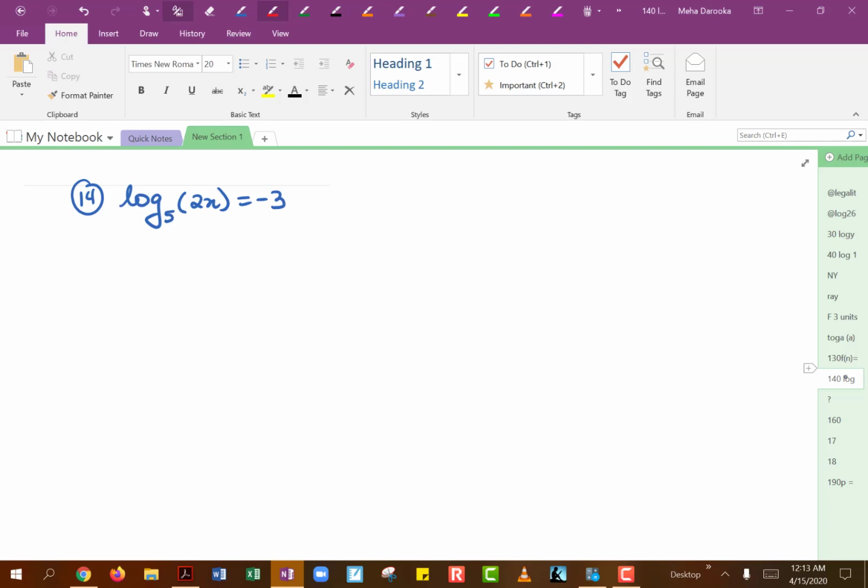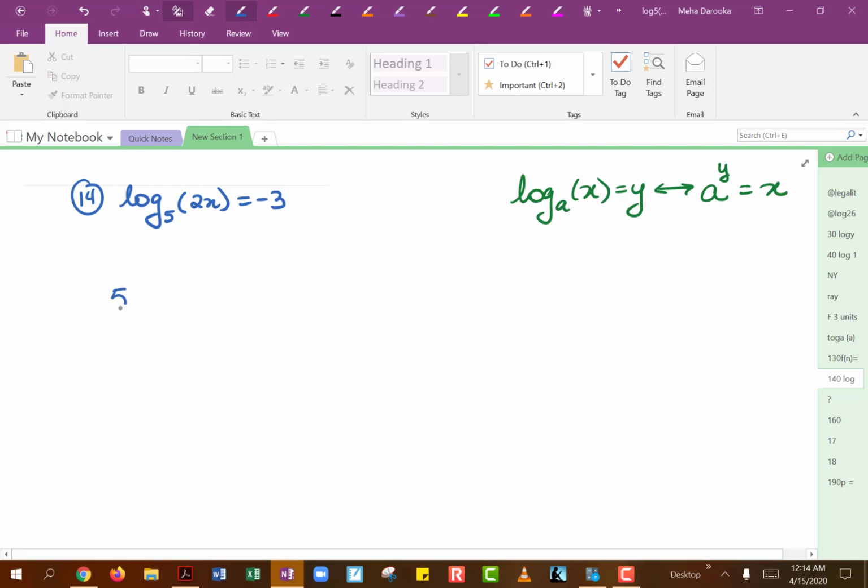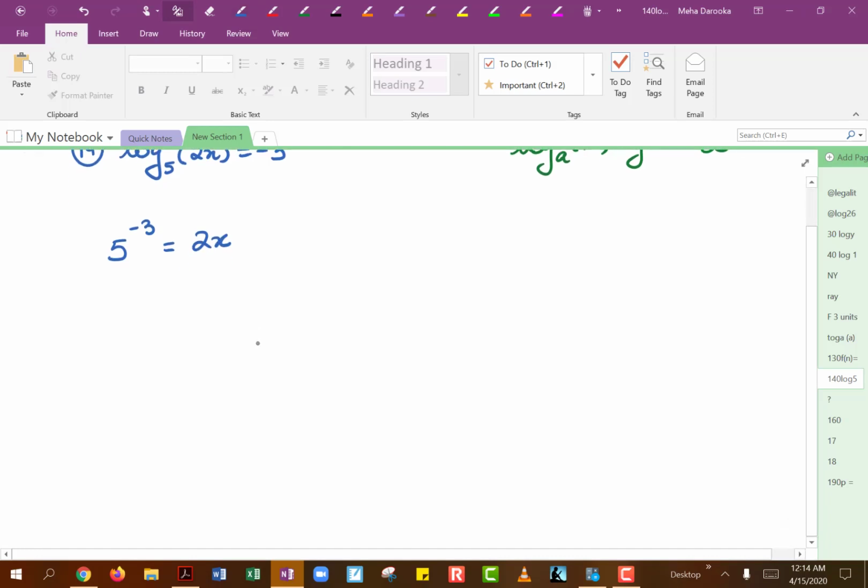So again, just to remind you of how to do that. So we have base a raised to the exponent of y equals x. So this is how we rewrite it. So this guy will become base 5 raised to the exponent of -3 equals 2x. So since I have 5 to the -3rds, I can make that into a positive exponent by rewriting it as 1 over 5 to the thirds, and that equals 2x.